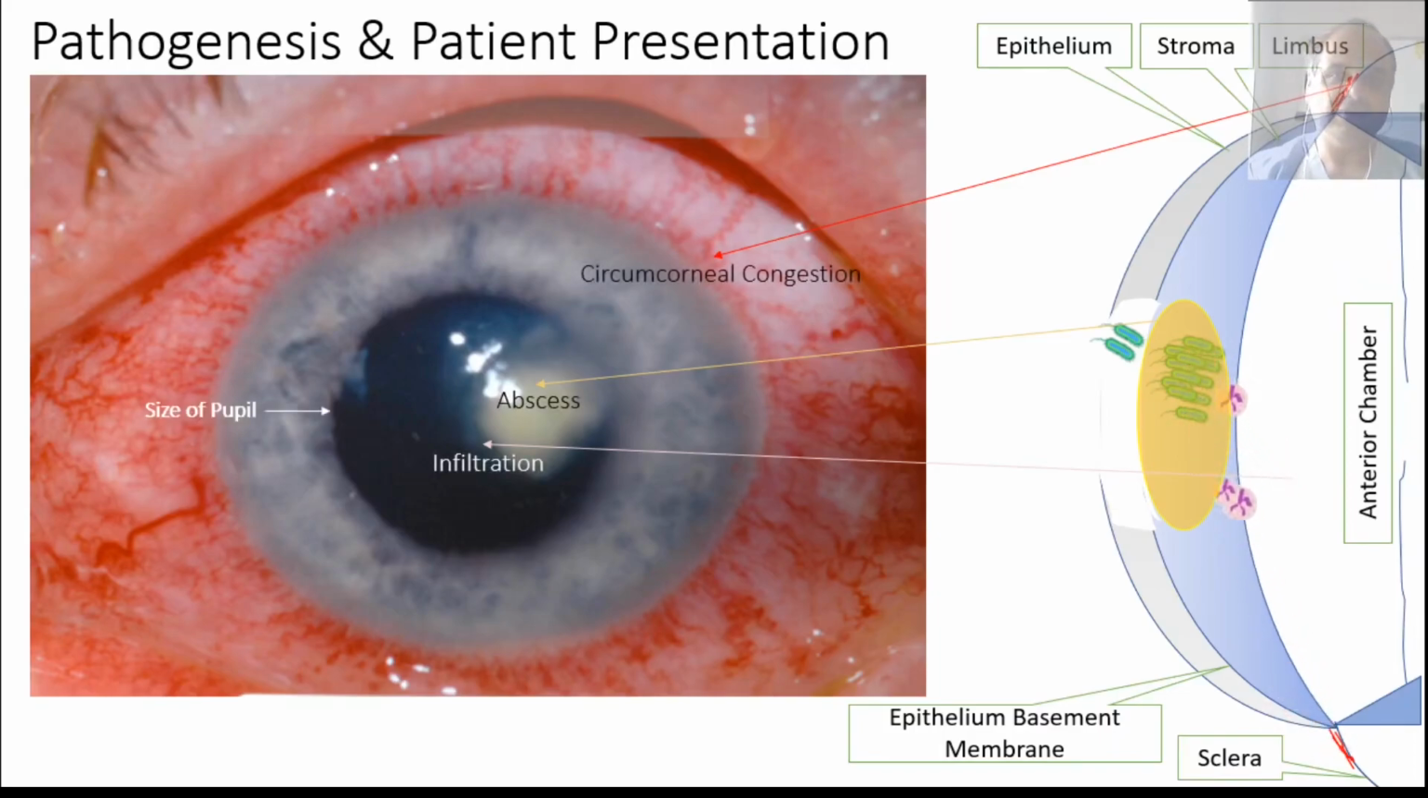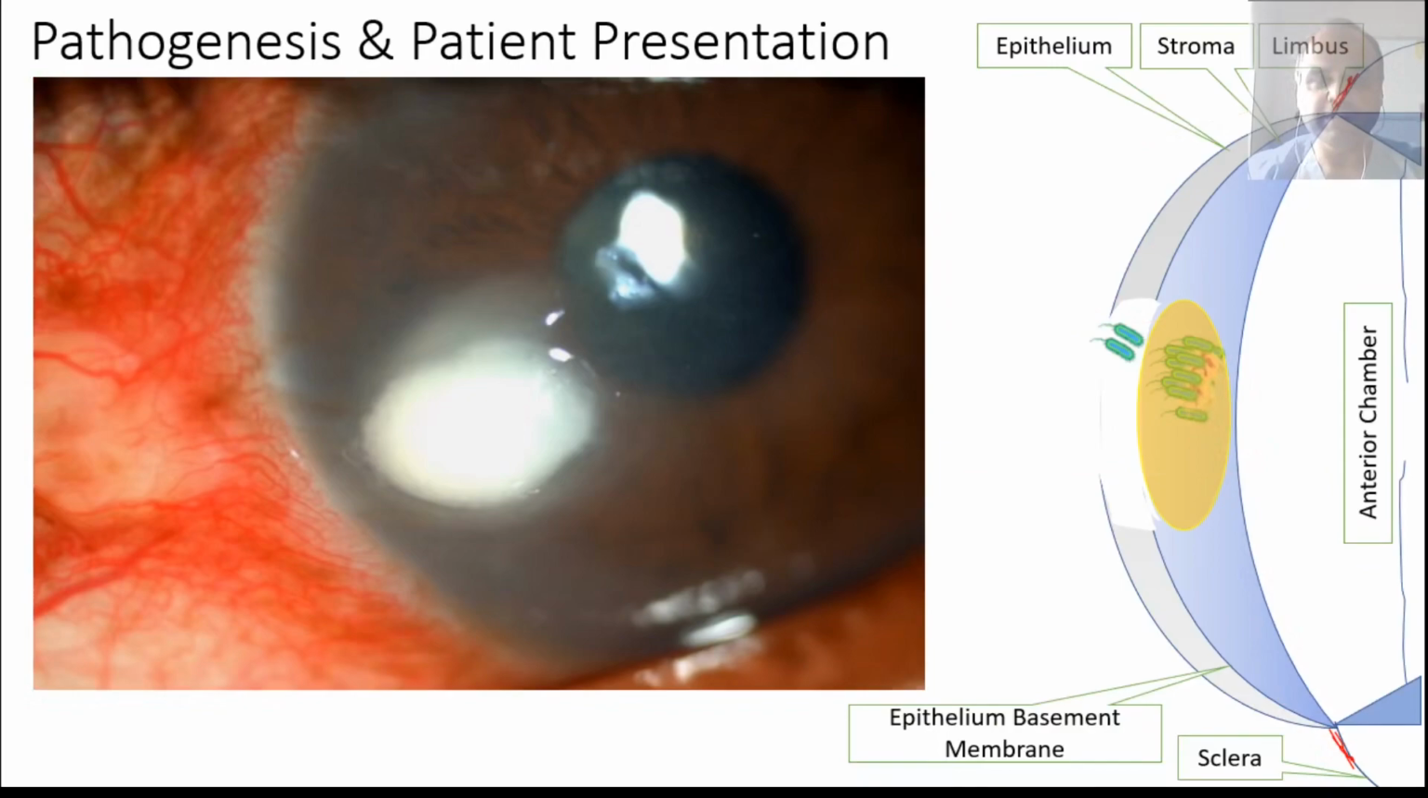One thing that you might notice is this pupil doesn't look right. Is it bigger or smaller than normal? If you are a betting person, what would you say, and how would you explain the size of this pupil? We'll talk about the size of the pupil and its relation to keratitis in a bit.